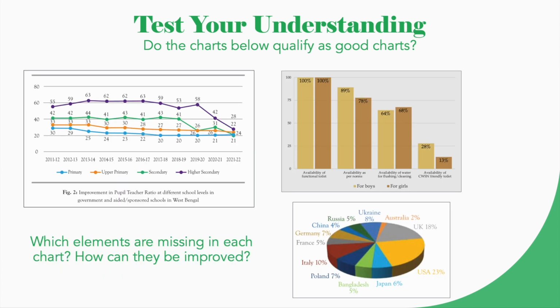Here's another 3 charts. Now you have some line charts and a 3D pie chart and another bar chart. Do you think these qualify as good charts? Again, just pause the video and quickly go through all the elements that we talked about. Think about how these charts can be improved.